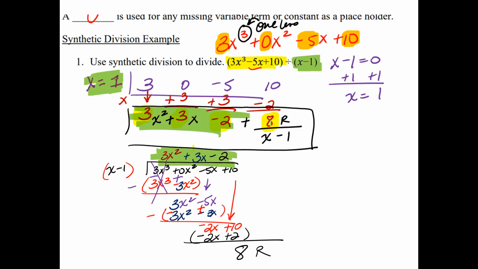Yeah, it is. Your remainder was an 8 with synthetic division. Did you get an 8 with the regular long division? Yes, you did. So you have the same answer, you guys. It's just a different way of doing it.